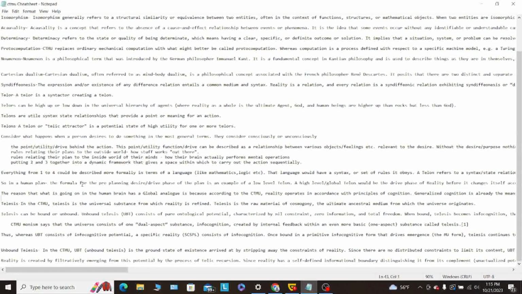And of course, I'm getting the idea that if it was potential and it can have a bound form, then this telesis might not actually perfectly map onto something like the indefinite dyad or prime matter.